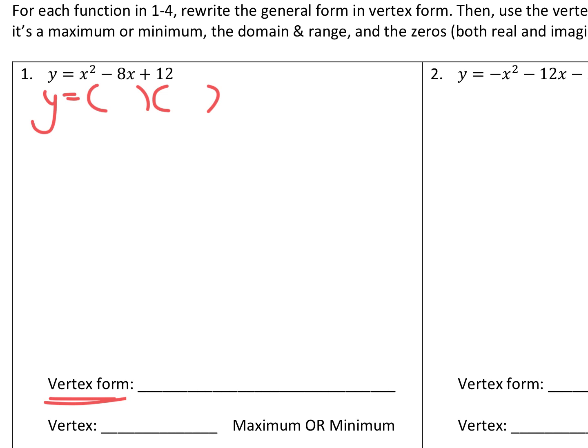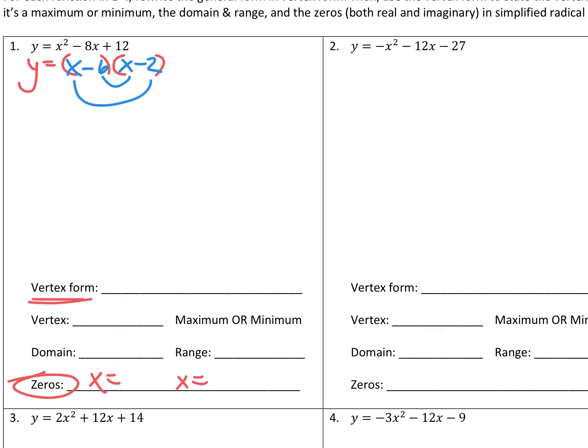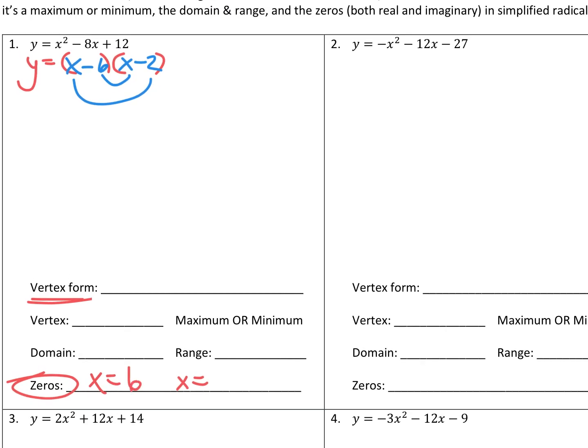Chase, help me factor it. X minus 6, x minus 2. Minus 6 minus 2. Double checking you. That's negative 6x. That's negative 2x. That makes negative 8x. Nice job. And so now I know the zeros. X equals this and x equals that. The two things that could make it equal 0 are 6 and 2.